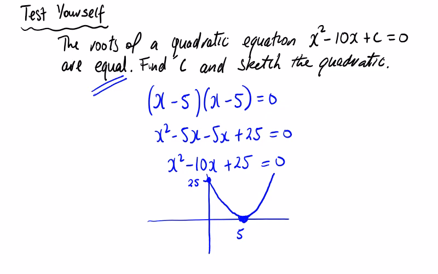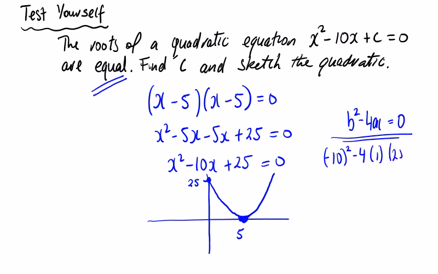This is where b squared minus 4ac is equal to 0. Let's just check that, and this is your quadratic formula. It's just a little bit of extra knowledge. B squared, so minus 10 squared, minus 4 by a by c is 100 minus 100, which is equal to 0. So when you have equal roots, b squared minus 4ac is always equal to 0.